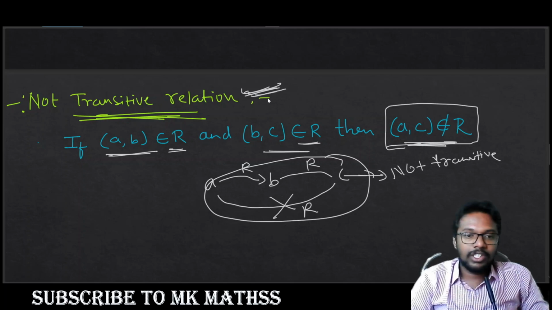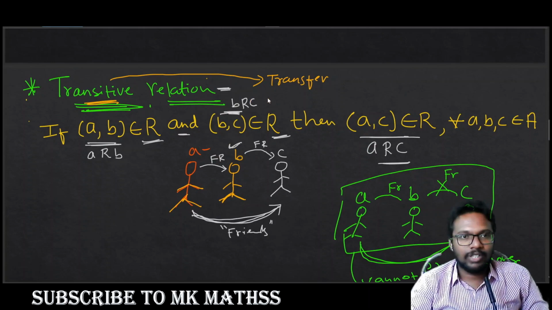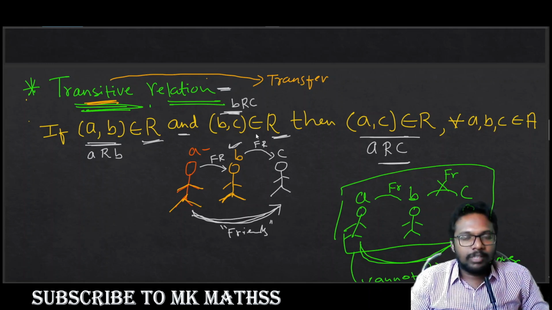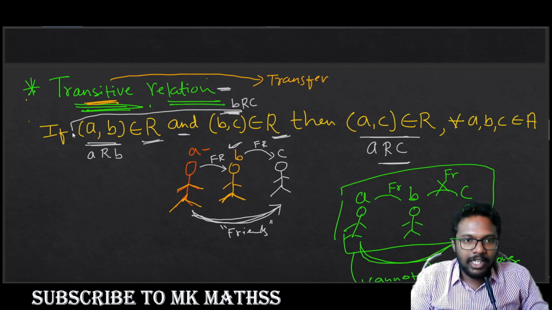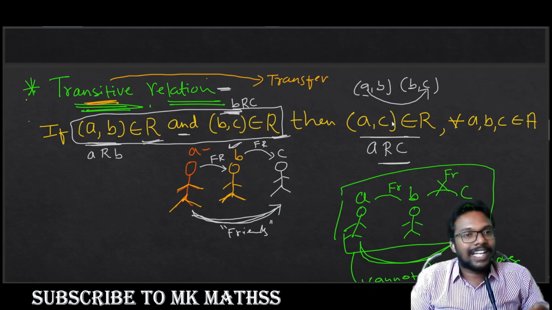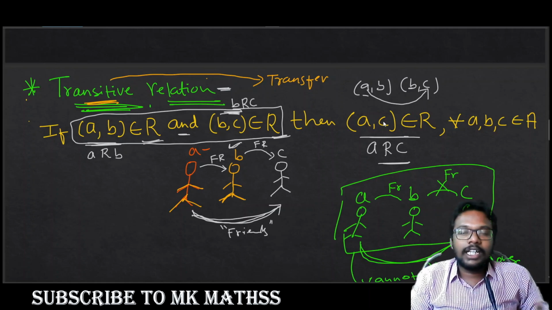One is the positive definition, which means a transitive relation. If (a, b) belongs to R and (b, c) belongs to R, then (a, c) belongs to R. It means first there should exist the pairs (a, b) and (b, c). If (a, b) exists and (b, c) exists, then (a, c) also exists, then it is a transitive relation.